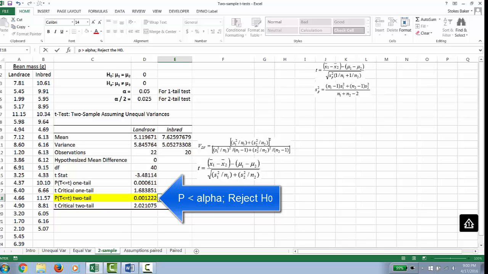So we would say there is a statistically significant difference in the two average or mean masses of the beans. And from this, you can see the inbred variety on average produces a larger bean than the older landrace.